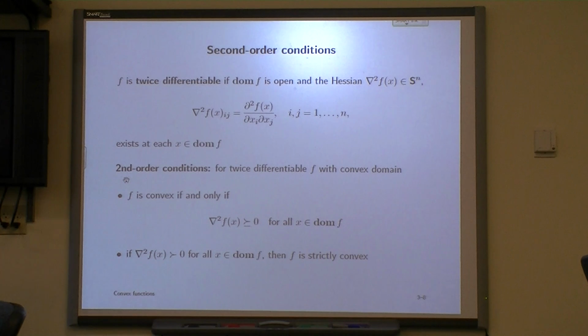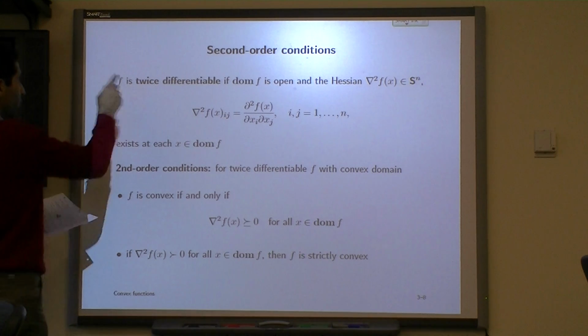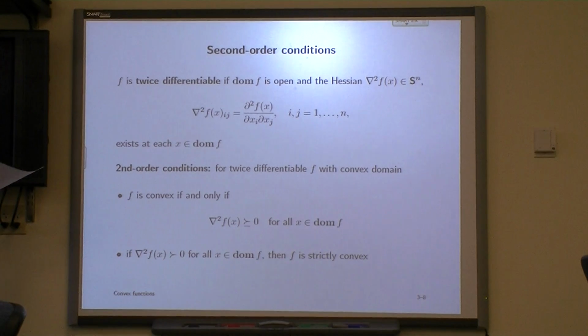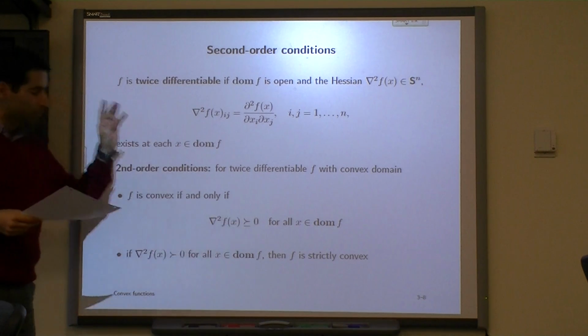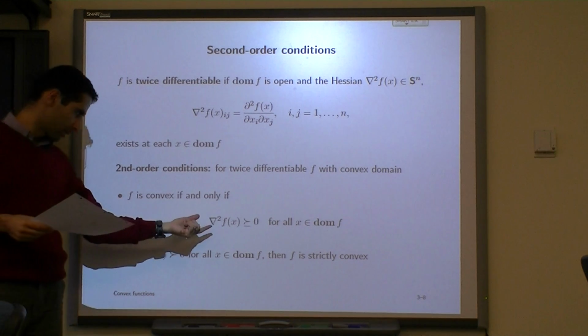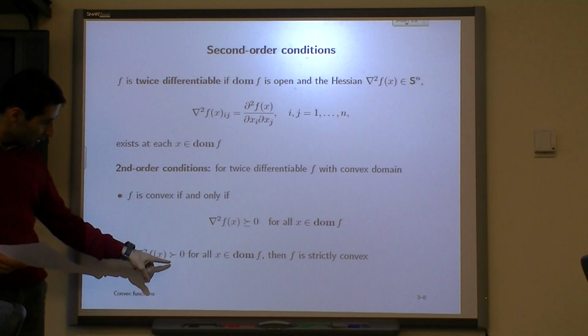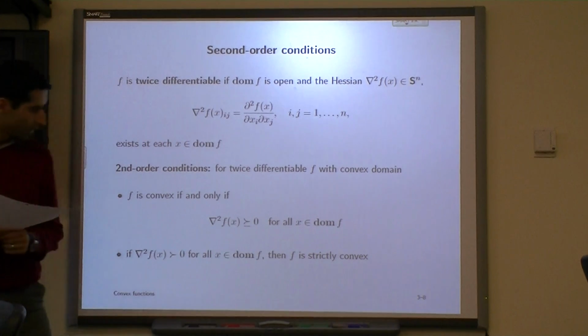For the second order condition, the function is supposed to be twice differentiable, and the Hessian of the function, if it's available, is supposed to be positive semi-definite, because it's not a number that is positive, it can be a matrix, and the matrix is supposed to be positive semi-definite, and if it's positive definite, the function f is strictly convex.